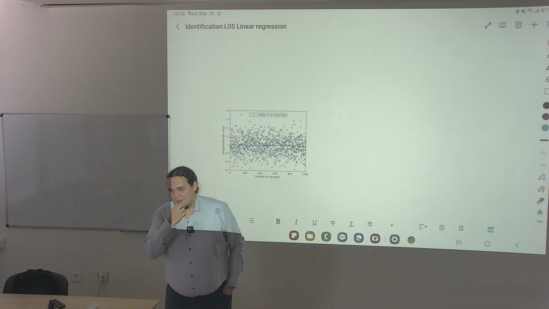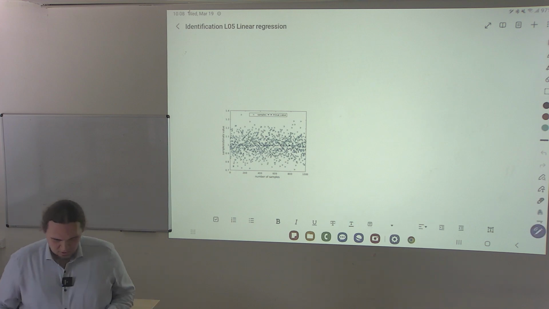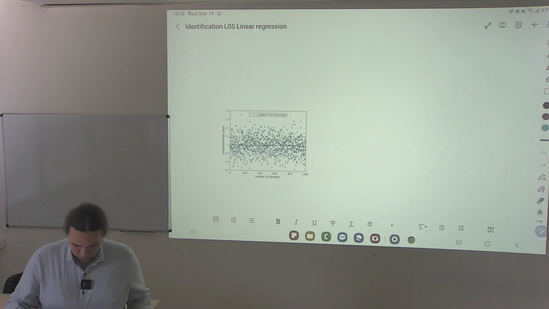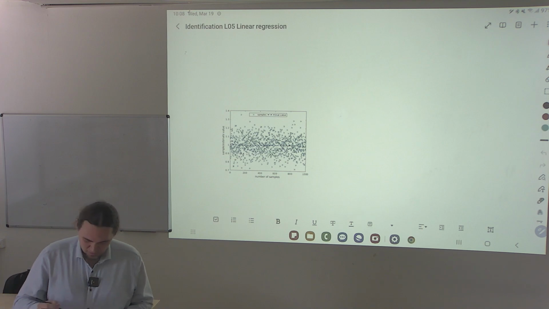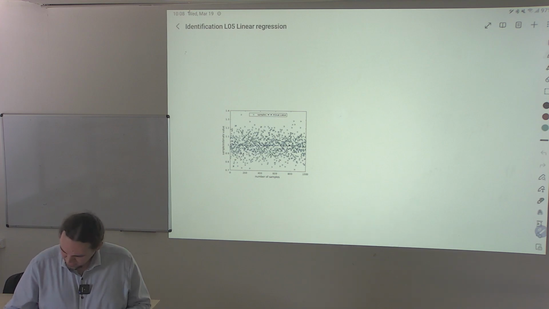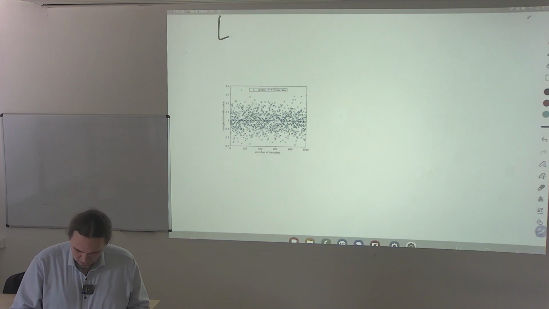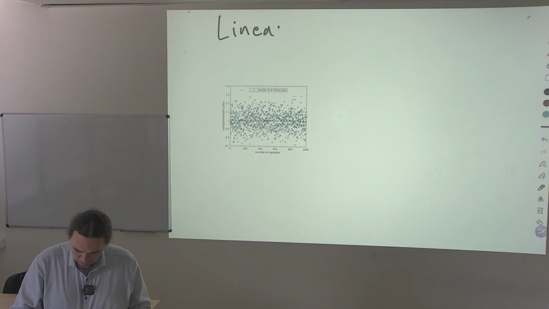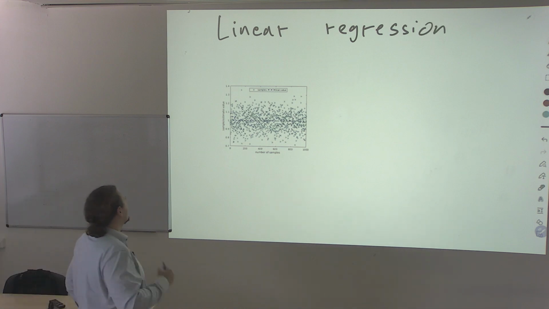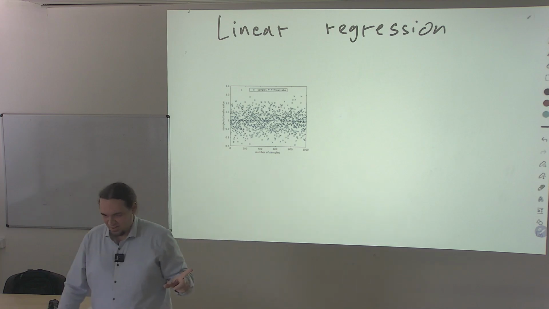Good. So let's go ahead, and today we're going to talk about linear regression, or the least squares method. You have seen it several times. And to start with, I have here the picture that we have seen in the last lecture.